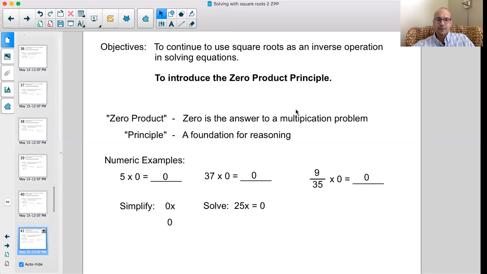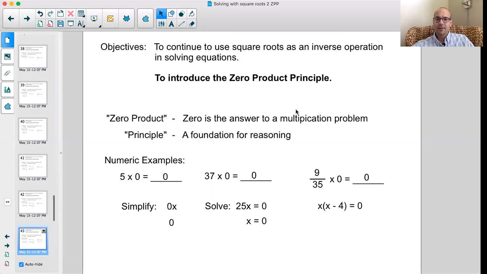What else? Solving an equation. Now, we could use inverse operations here to get rid of 25 times. Or we might use logic and say, well, if 25 times x is equal to 0, the only way you ever multiply and get 0 as an answer is if you're working with 0 as part of your question. 25 is not 0, so I guess it must be that x equals 0. It's starting to build towards this logic you can use for the zero product principle.